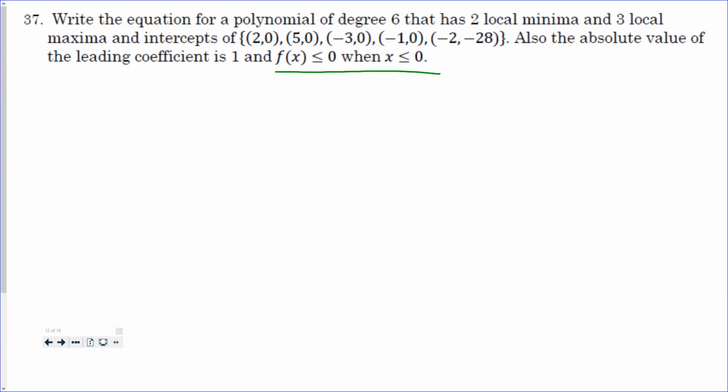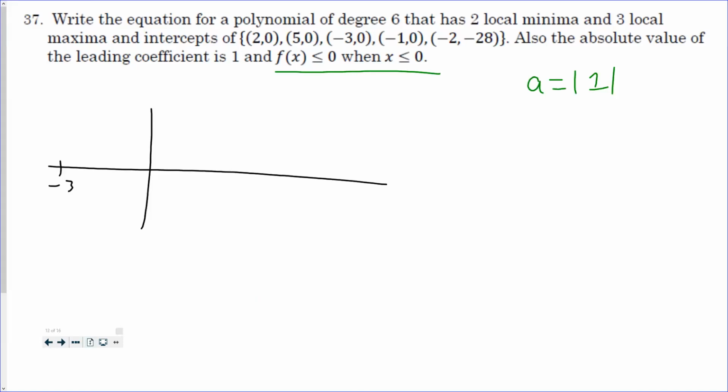So one thing I'm being told is that the absolute value of a is 1. That tells me it can either be positive 1 or negative 1. I'm not really sure which one. And I'm also told I have all these x-intercepts, which I'm going to go ahead and graph. So I go ahead and graph all these x-intercepts. I have negative 3, negative 1, 2, and 5. And I also have this point of (-2, -28), which will be, let's say, right here.